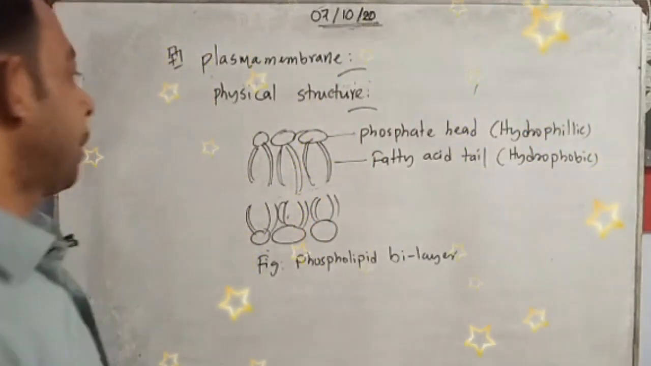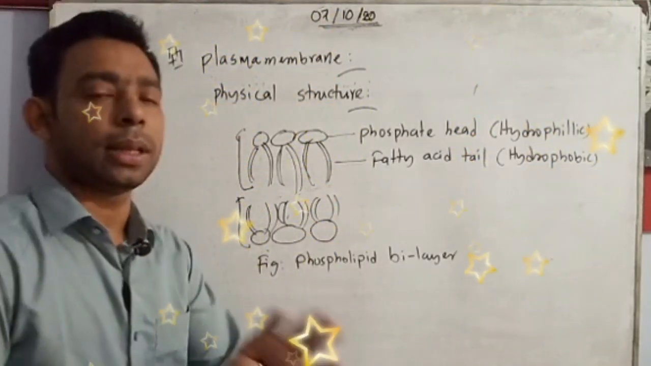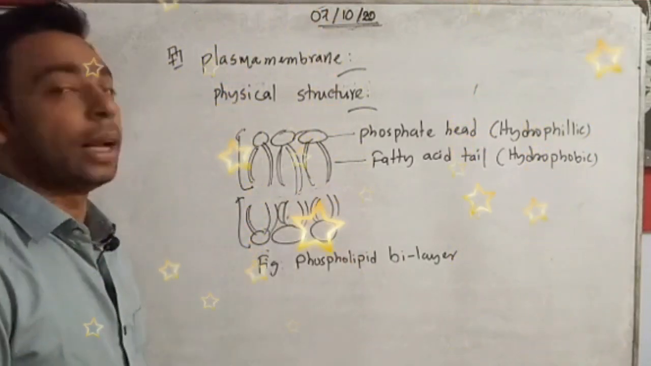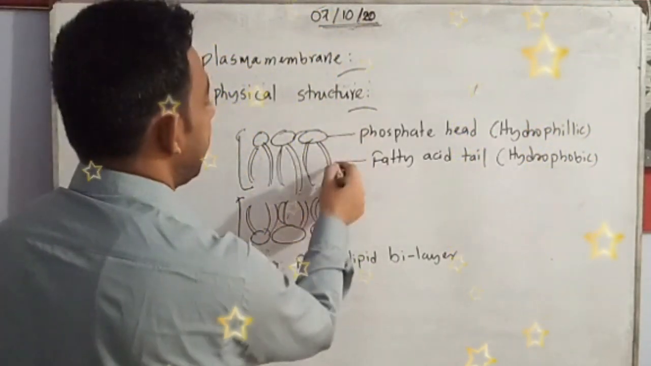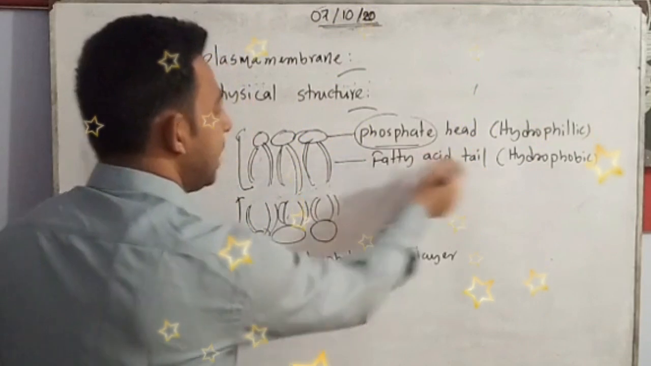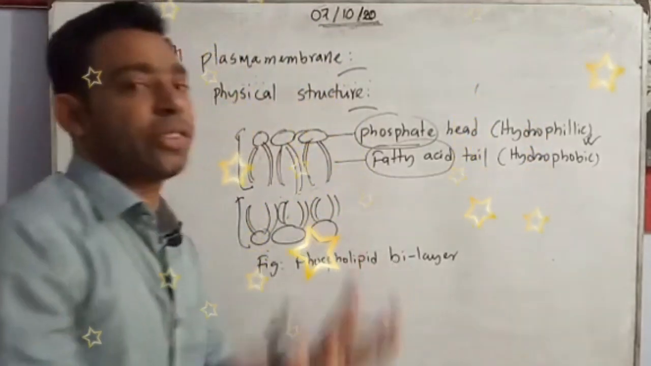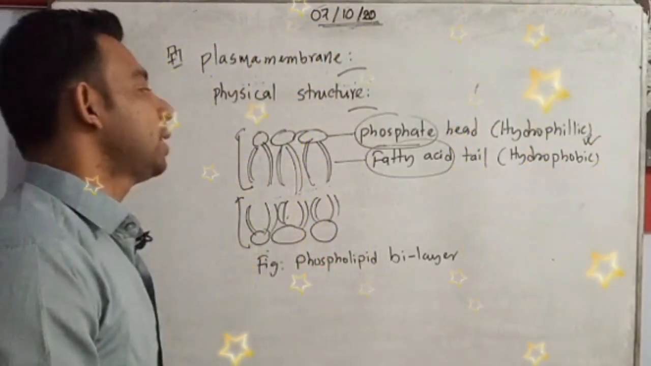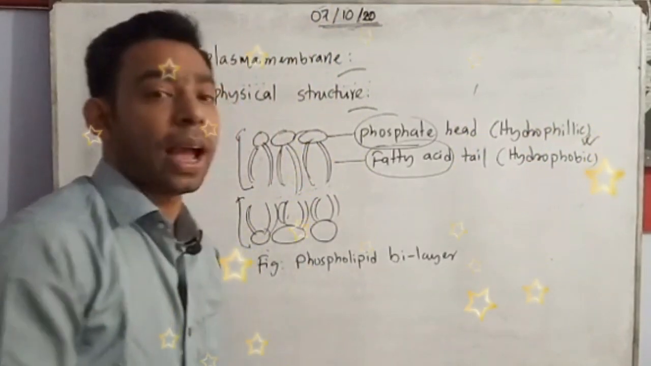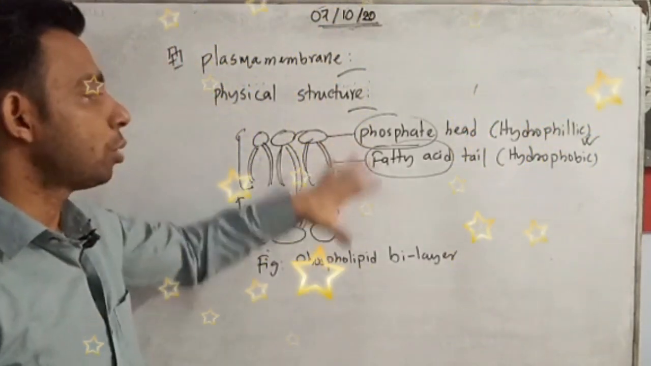Phospholipid bilayer. Bilayer means this is one lipid layer, and this is another lipid layer. Since we know about the Danielli and Davson sandwich model, with its lipid layer, here the phospholipid bilayer is there, and in it we have seen this is the head and this is the tail. The head consists of phosphate, very important for MCQ, and the tail consists of fatty acid. The head is always hydrophilic, that means it loves to attract water. The fatty acid tail does not love water, it repels water, so it is hydrophobic. Hydrophilic means attraction to water, and repulsion of water is hydrophobic. I hope you understood this one.